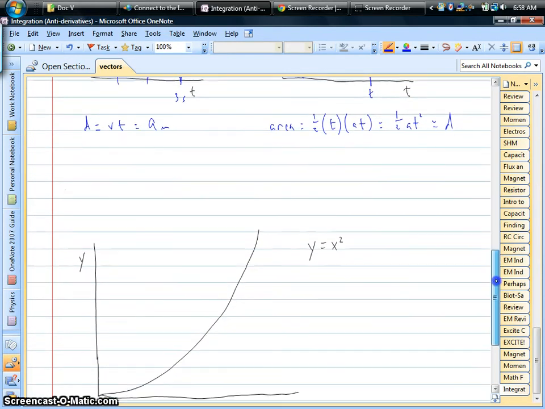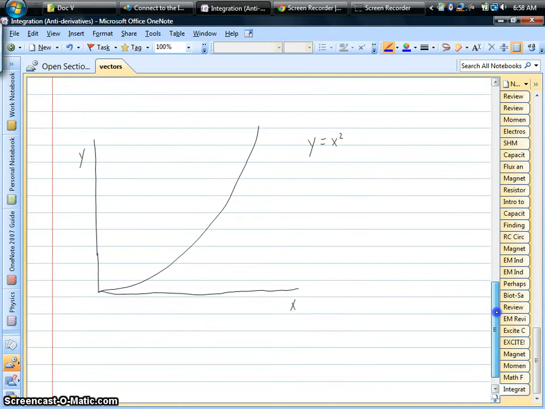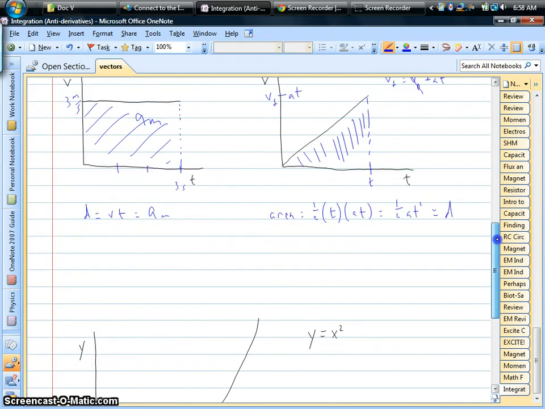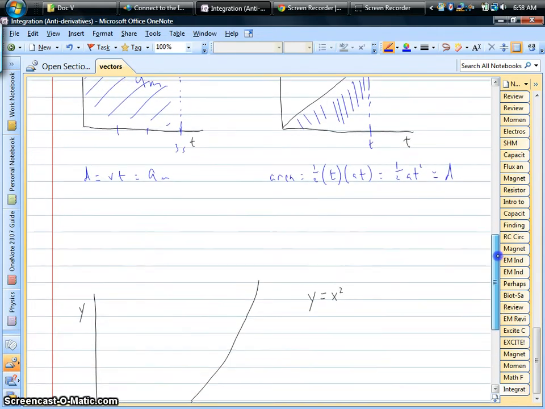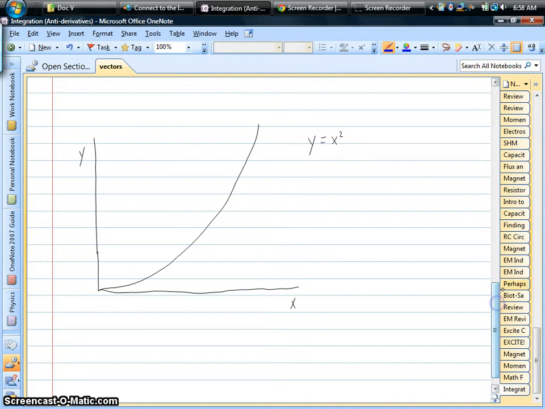Alright, well, those are fairly simple. Rectangles and triangles. Okay, those are shapes we know how to find the areas of very quickly. What if you have a curve, though? This is where the trouble starts. How would you find the area below a graph like this, where you have a curve?